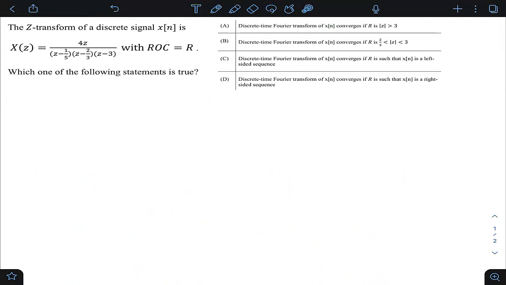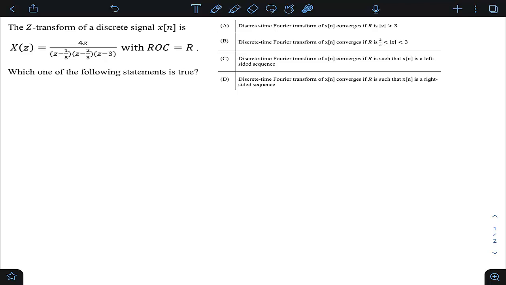This question was asked in GATE 2023 of electrical. This is from the signals subject and related to the Z transform and DTFT topic. The question is, the Z transform of a discrete signal x of n is X of z with ROC R. Which one of the following statements is true? If you see the options, we are supposed to comment regarding the existence of the DTFT of the time domain function x of n.